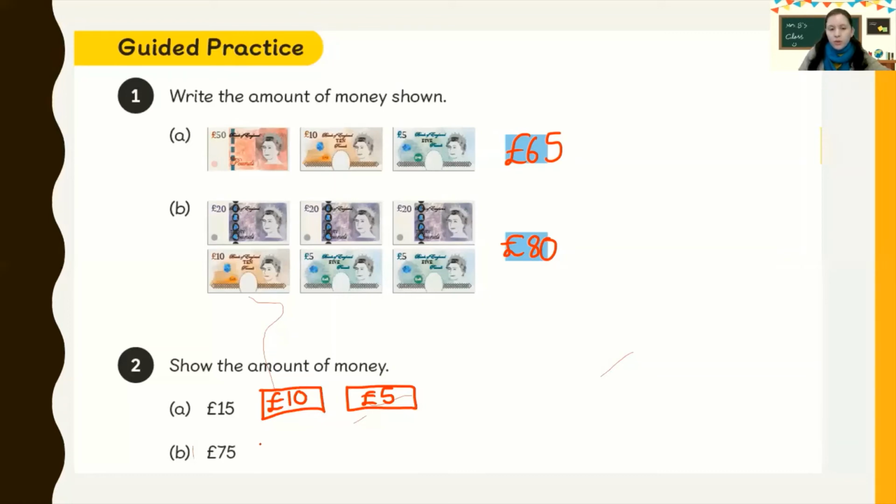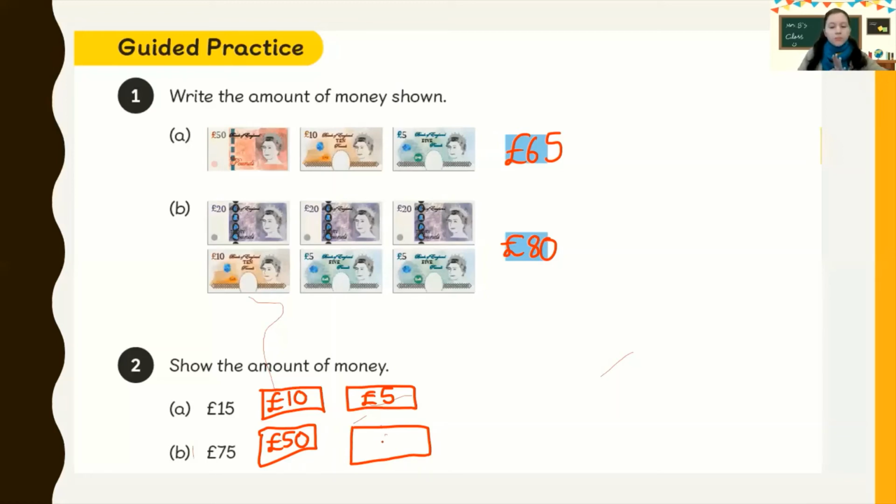What shall we start with? Think of a big note. What's the biggest note we can have? That's right, it's the 50 pound note. Okay, what could we add to it? If we had another 50, what would we get? 5 add 5 is 10, 50 add 50 is 100.